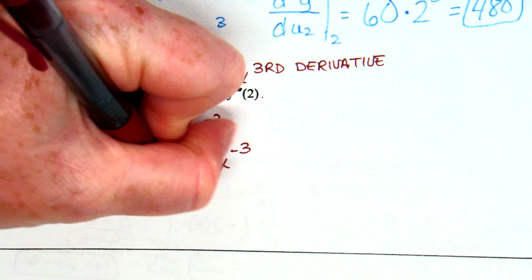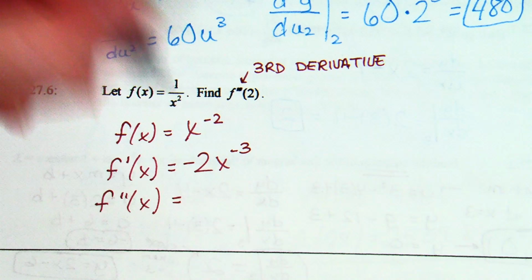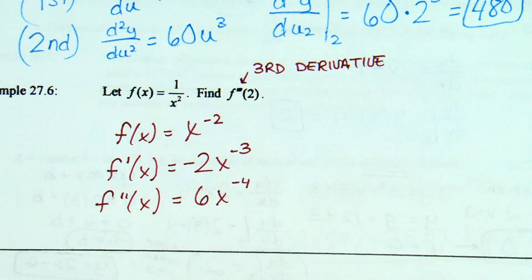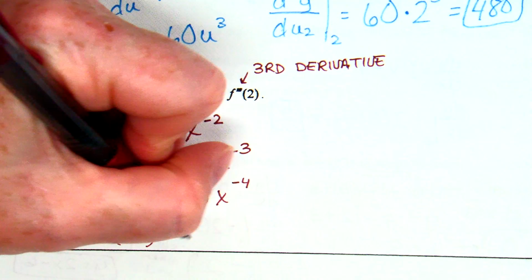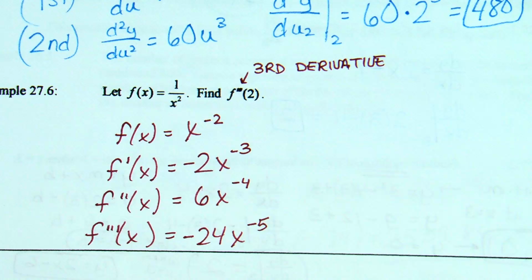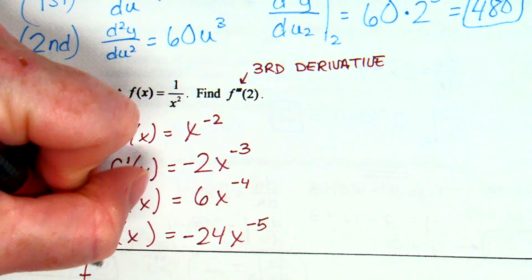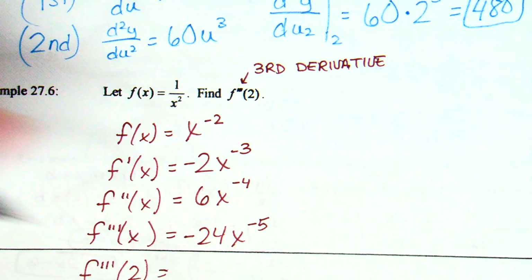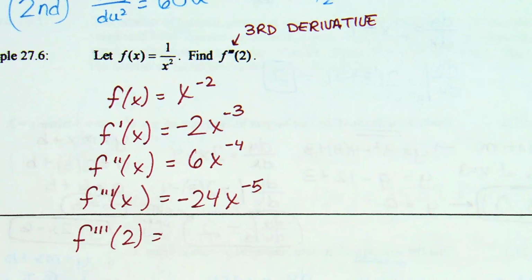Second derivative. You guys okay with that? Negative 3 times negative 2 is 6. Subtract 1, x to the negative 4. Third derivative: negative 24, x to the negative 5th. What did it ask me to find? F triple prime of 2. So now that I have found f triple prime, or the third derivative, we're going to take that and plug in 2. So this is negative 24.